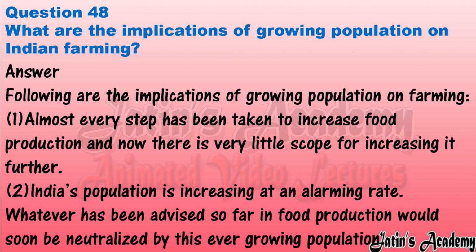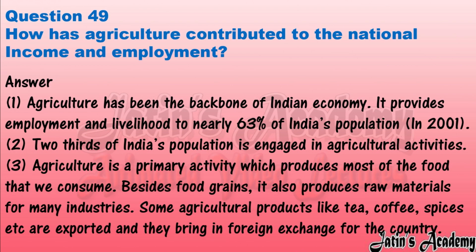Question 48. What are the implications of growing population on Indian farming? Answer. Following are the implications of growing population on farming. 1. Almost every step has been taken to increase food production, and now there is very little scope for increasing it further. 2. India's population is increasing at an alarming rate. Whatever has been achieved so far in food production would soon be neutralized by this ever-growing population.